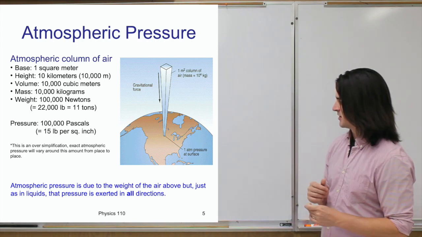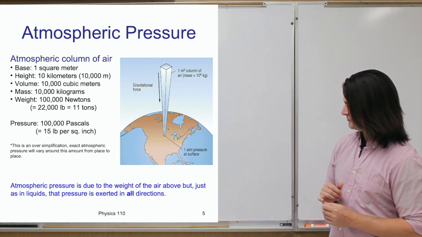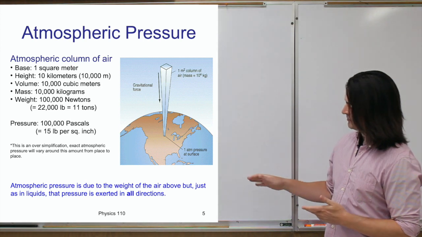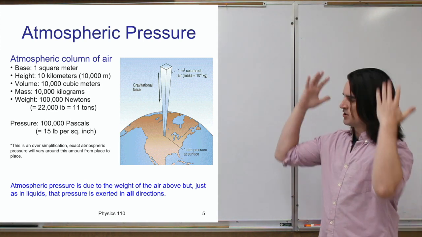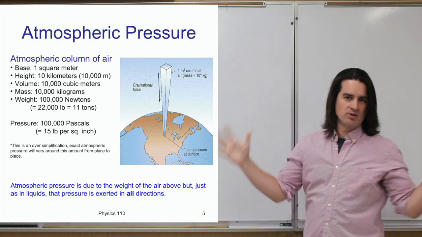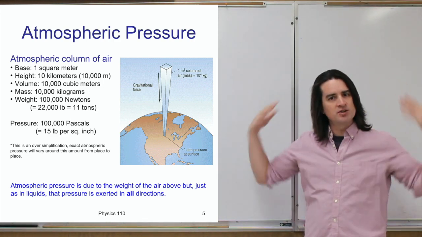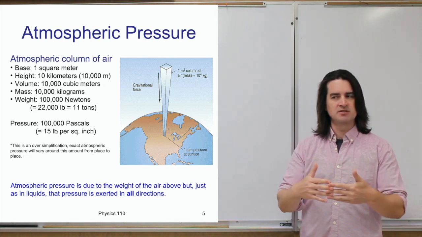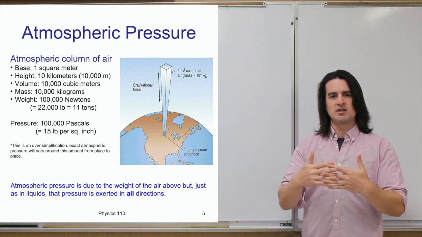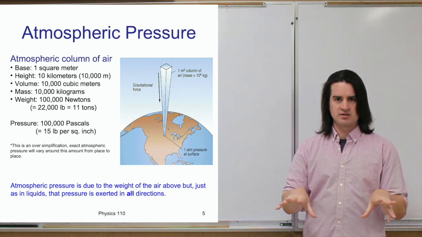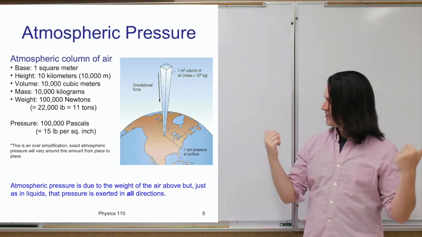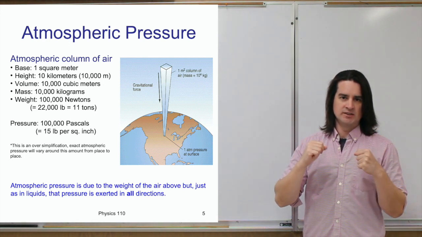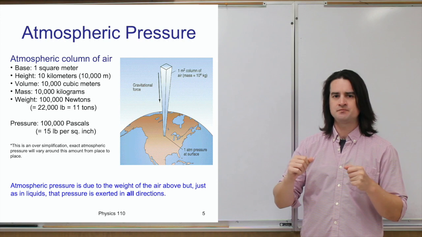So 100,000 pascals, that's the pressure. That's essentially the pressure anywhere along the surface, exerted all over your body. Remember that the pressure in a gas, just like in a liquid, because they're both fluids, is exerted in all directions. So that 100,000 pascals is pressure exerted on all parts of my body right now, except for maybe the bottoms of my feet.